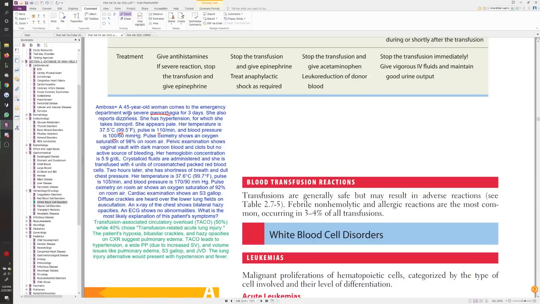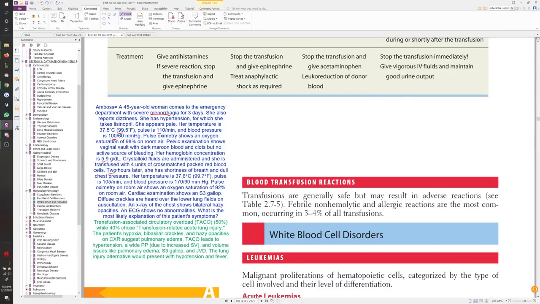Well, yeah, she hasn't hit menopause yet, okay? Then they go on, her hemoglobin concentration is very low. Crystalloid fluids are administered and she is transfused with 4 units of cross-matched packed red blood cells. So they match the blood, so there's not going to be a hemolytic reaction. 2 hours later, she has shortness of breath and dull chest pressure.